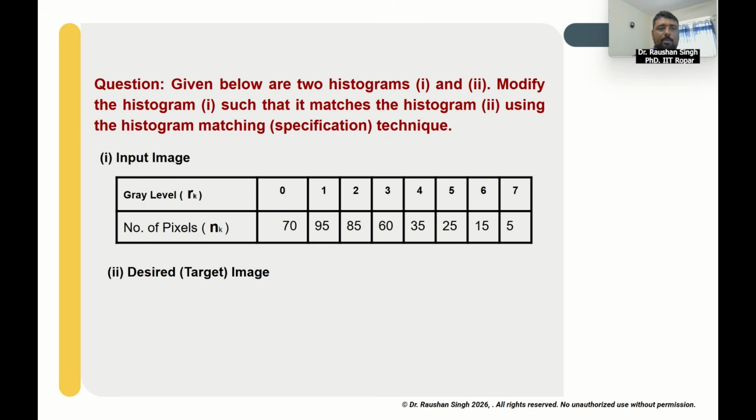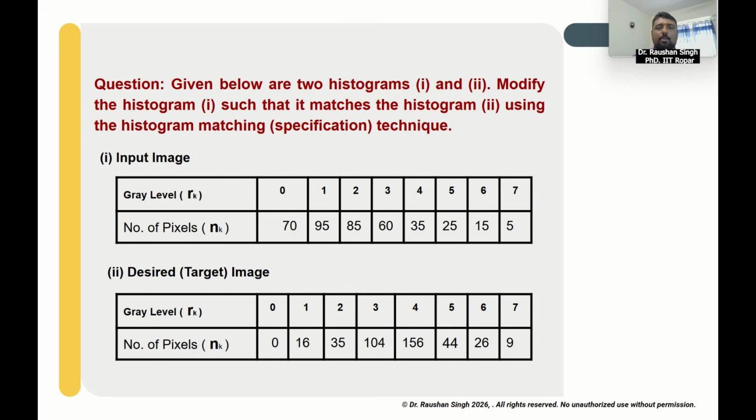So this is your input image and this is your target image. One small rule you should know is that in histogram matching, if you add all the pixel counts, the totals will be the same. If you add 70 plus 95 plus 85 plus 60 plus 35, this image and that image will have the same total. Why are we doing this? Because this is the rule: otherwise a very big image and a very different image cannot be mapped to one another. So the images should be similar, taken from the same source, so that it can be applied.